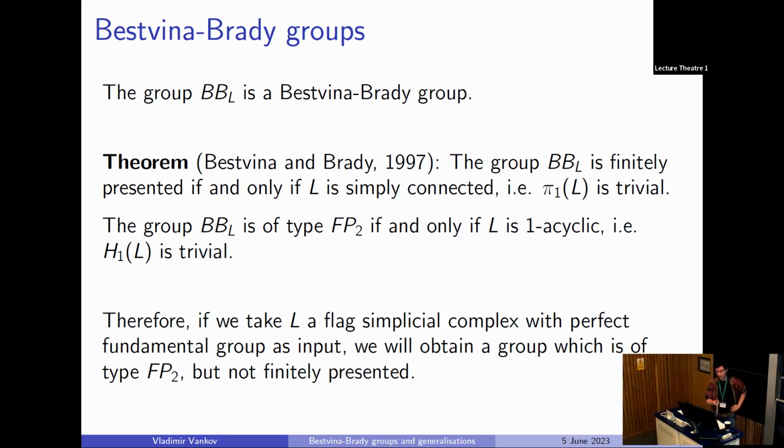And so one way that we can do that is we can take some flag simplicial complex with a perfect fundamental group. Remember that perfect means it has trivial abelianization. And remember, there's a relationship between pi_1 and H_1, where H_1 is the abelianization of pi_1. So if you have some complex L where pi_1 is a perfect group, its abelianization will vanish. So I guess we should probably have some examples of these.